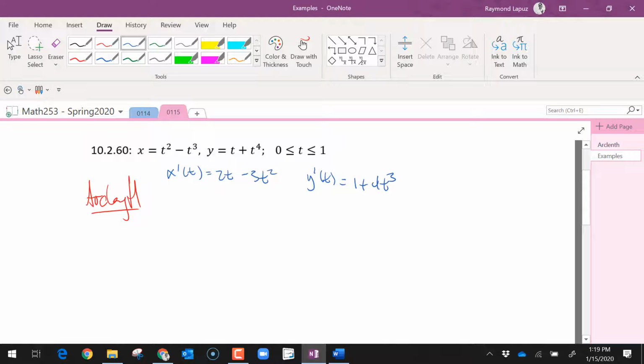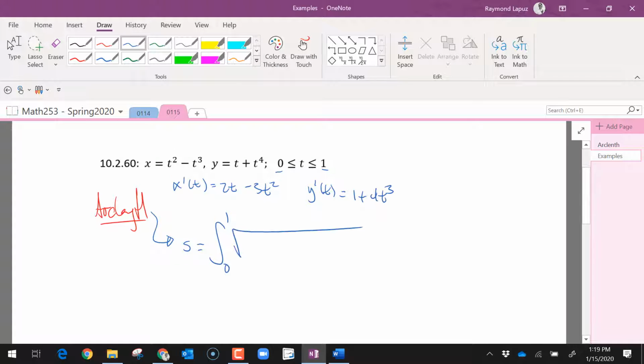And so if we wanted the arc length, the arc length is just going to be the integral from t equals 0 to 1 of the square root of 2t minus 3t squared, quantity squared, plus 1 plus 4t cubed, quantity squared, dt. And as far as Calc 3, we're done. Then you go into Calc 2 mode where you would integrate this. And if you don't want to do that, you would punch it into some program.